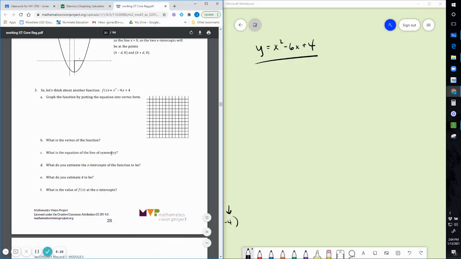All right, so problem number 3 is the last one we're really going to do and talk about. I want you to do this one on your own. So here's the equation, f of x equals x squared minus 6x plus 4.